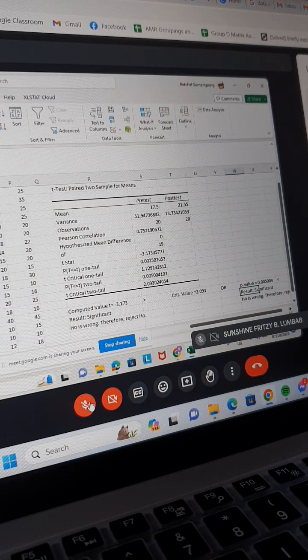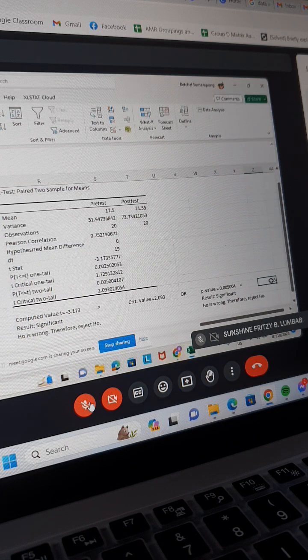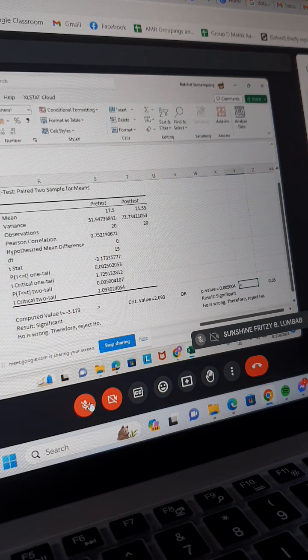Okay, now compare it to 0.05. Is it lesser? Correct. Since that is lesser, the result is significant. Therefore, H0 is rejected. But with the computed value, ma'am, it is negative. Negative is of course lesser than the positive. This is what I am emphasizing when I did the discussion.